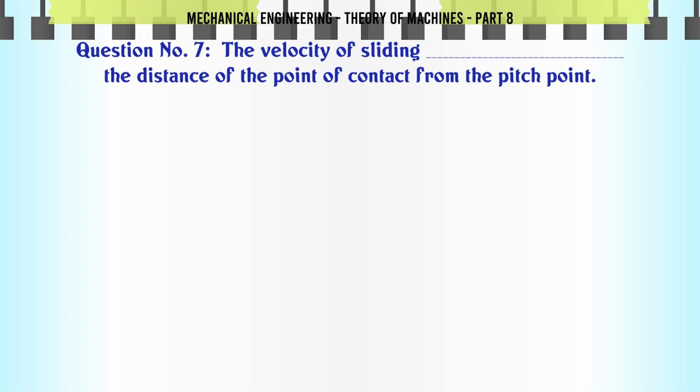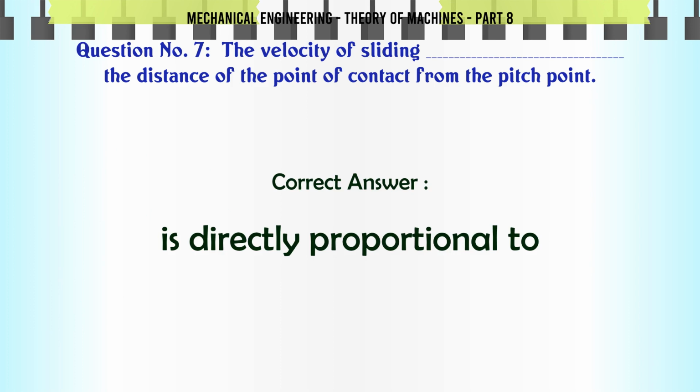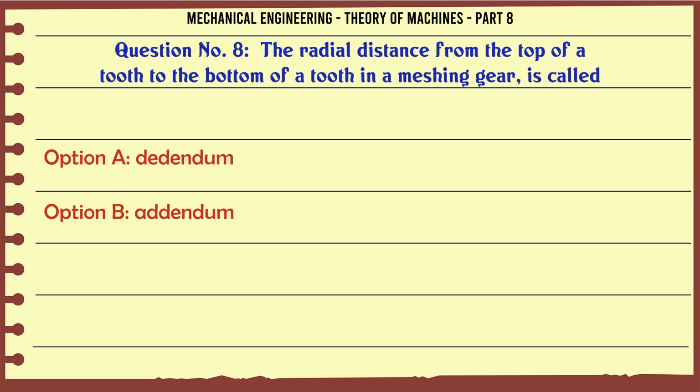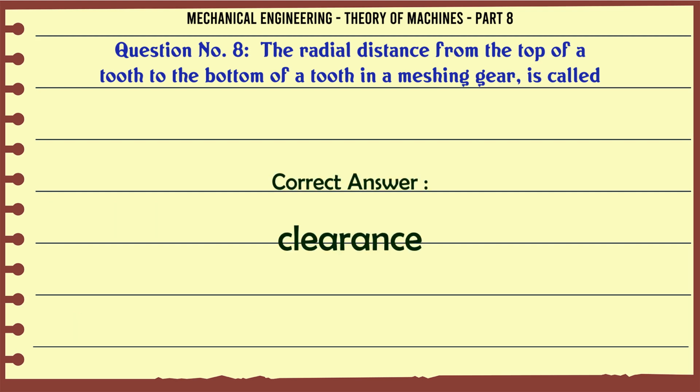The velocity of sliding ___ the distance of the point of contact from the pitch point. A. is directly proportional to. B. is inversely proportional to. C. is equal to cos multiplied by. D. does not depend upon. The correct answer is directly proportional to. The radial distance from the top of a tooth to the bottom of a tooth in a meshing gear is called: A. Dedendum. B. Addendum. C. Clearance. D. Working depth. The correct answer is clearance.